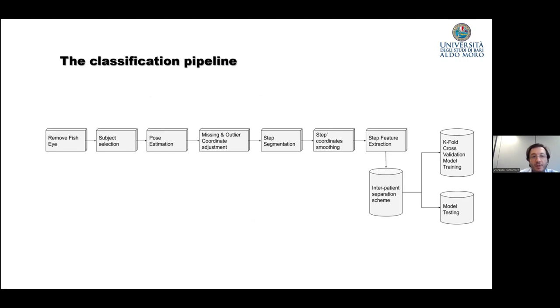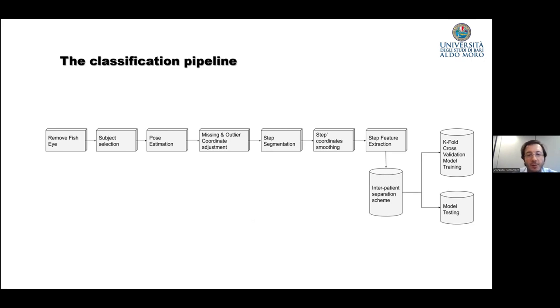Then we used this classification pipeline. We performed fisheye removal because the video had a bottle-like shape. Subject selection: we selected the patient, so only the body joint coordinates of that person were analyzed. Then we performed pose estimation, missing outlier coordinate adjustment, step segmentation, step coordinate smoothing with the Kalman filter, and feature extraction.